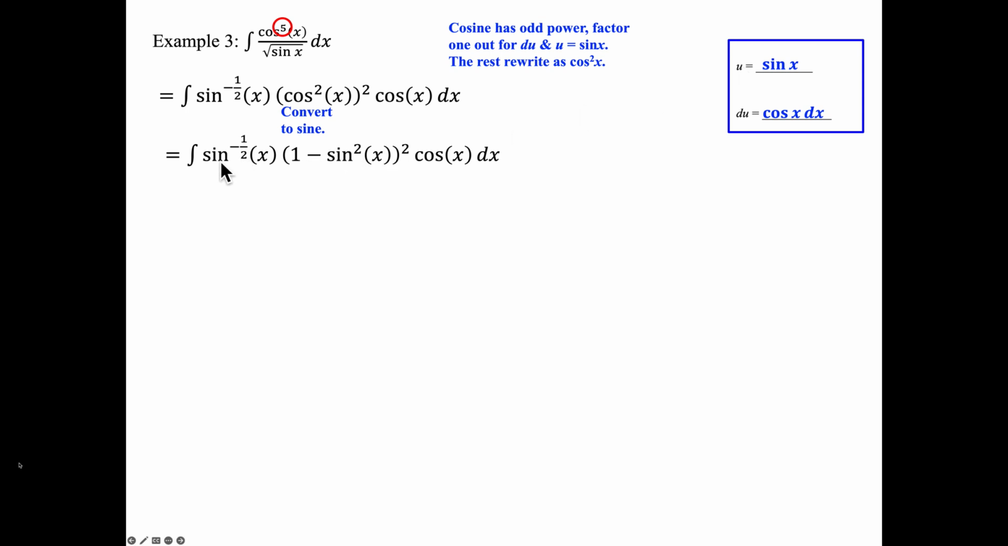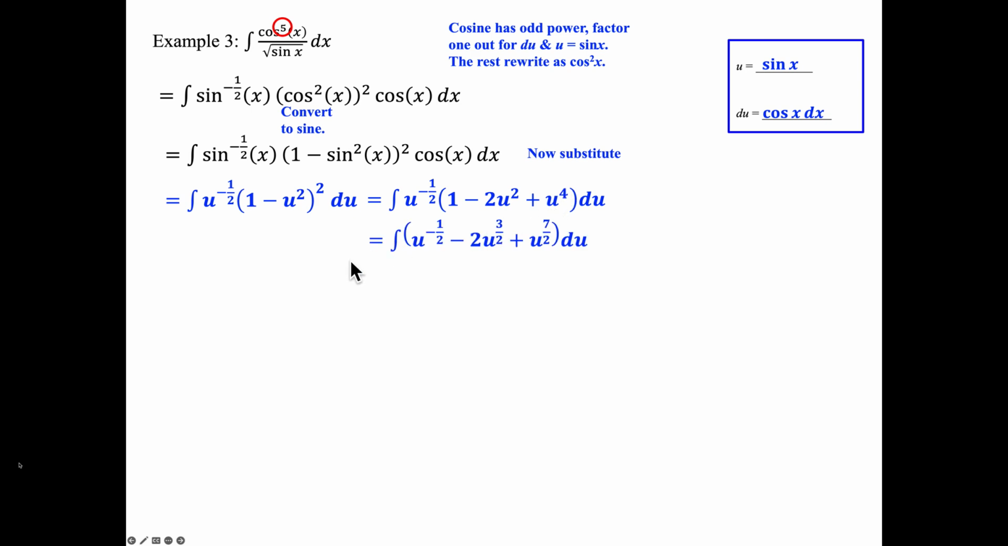So here I will have u to the negative 1/2 power, 1 minus u squared, squared, du. So now I'll FOIL that out. That's 1 minus 2u squared plus u to the 4th. Distribute the u to the negative 1/2 to all these. So you'll just take negative 1/2 and add it to the 2 and the 4, making more fractional powers. So we'll integrate u to the negative 1/2 minus 2u to the 3/2 plus u to the 7/2 du.